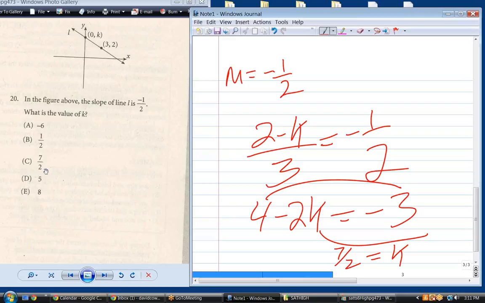Now, there's another way to do this that might be a lot faster. First of all, we can eliminate A, right? In other words, we can tell that K is positive. Yeah, it's just going to be -6. Right, and we can eliminate 1/2. We can eliminate D and A. Well, D and E too. Well, I'm not sure. How do we eliminate those? In other words, all we can tell is that K is above 2 and positive.